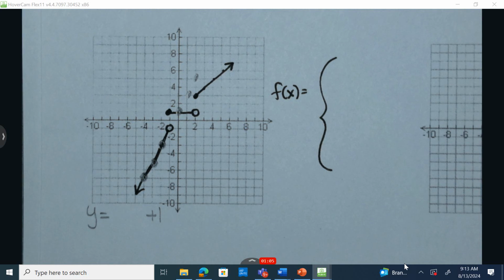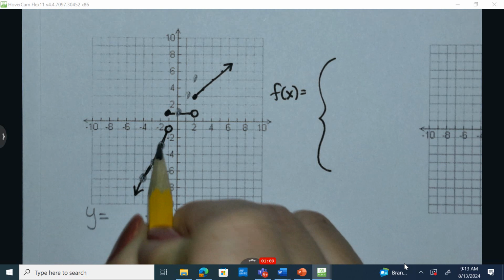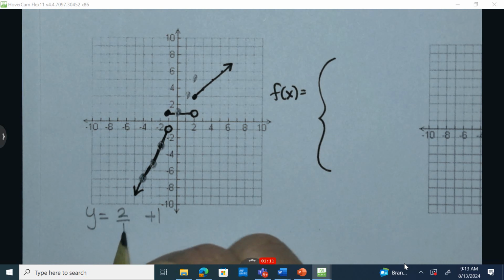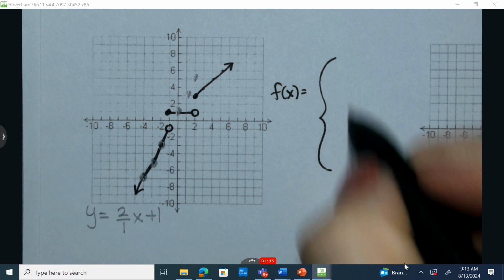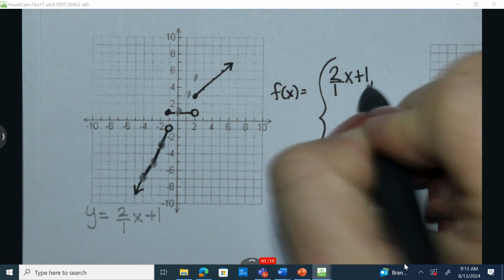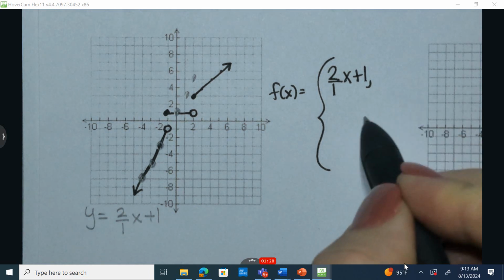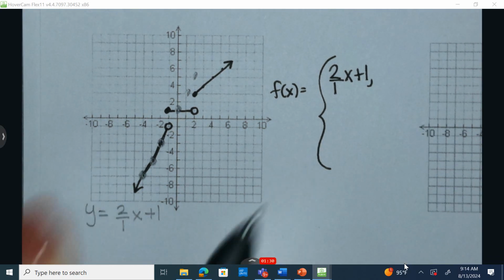What is the slope? Well, to go from left to right, I'm going to go up 2, right 1, up 2, right 1, up 2, right 1. This is the first piece. So I'm going to come over here and I'm going to write down 2 over 1x plus 1. All right, I'm going to do the constraints after I've come up with the equations for each piece.